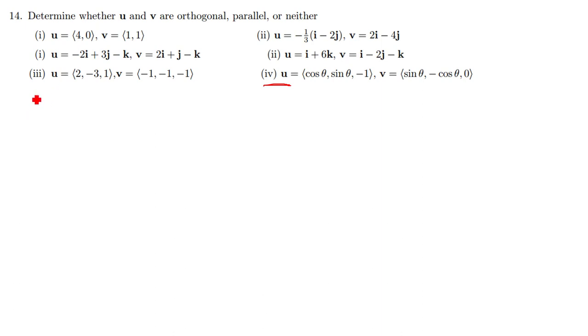Let me first start by defining what orthogonal vectors are. Orthogonal vectors are vectors that are at 90 degrees to each other, such that if this is vector A and this is vector B, then A dot B is equal to 0 for orthogonal vectors. Why are we saying A dot B is equal to 0? Remember what we said in the previous lesson.